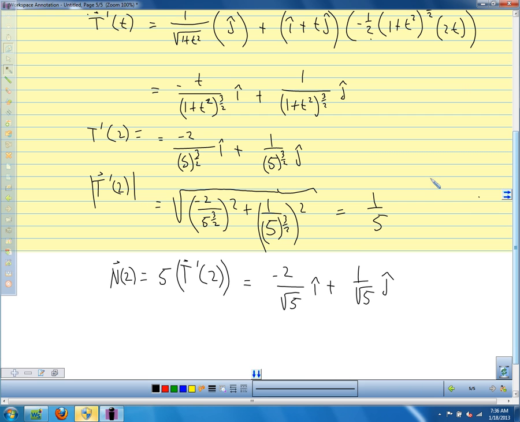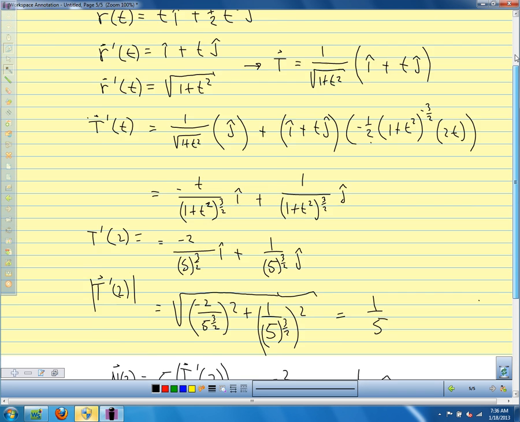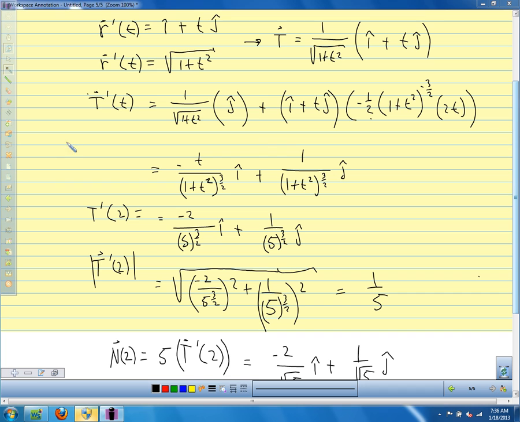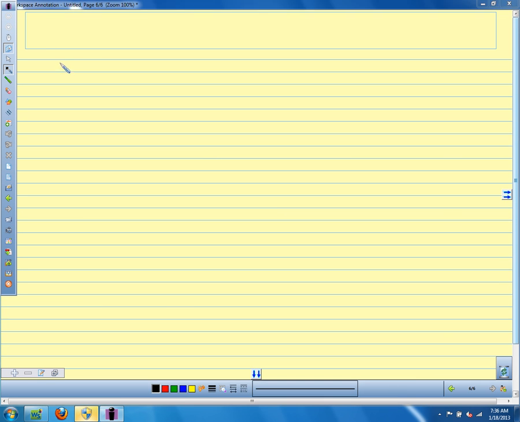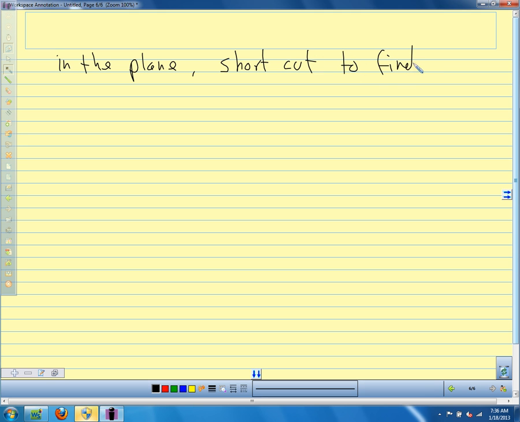So in general, finding our unit normal vector can be very difficult algebraically. We'll talk about some other ways to go about it, but in the plane we have a nice shortcut. So in the plane we have a shortcut. Now this doesn't work in space, only in the plane.